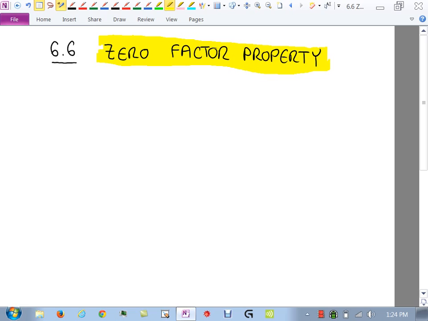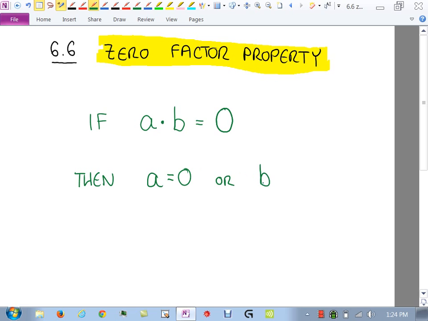It's a pretty unassuming idea. Let me write it down first. Let's see if we can get our head around what it's saying. Here's what it says. If A times B, so that dot means multiplication, equals 0, then A equals 0 or B equals 0. That is the zero factor property right there. That's it.